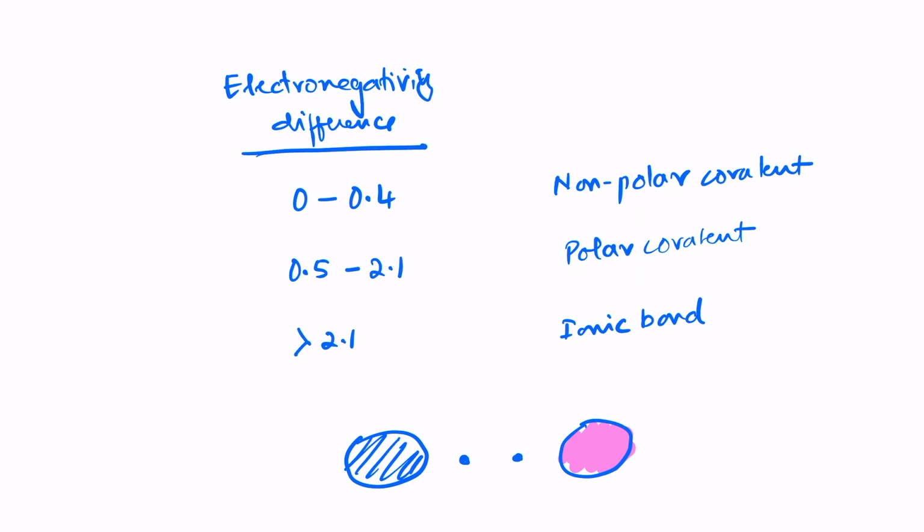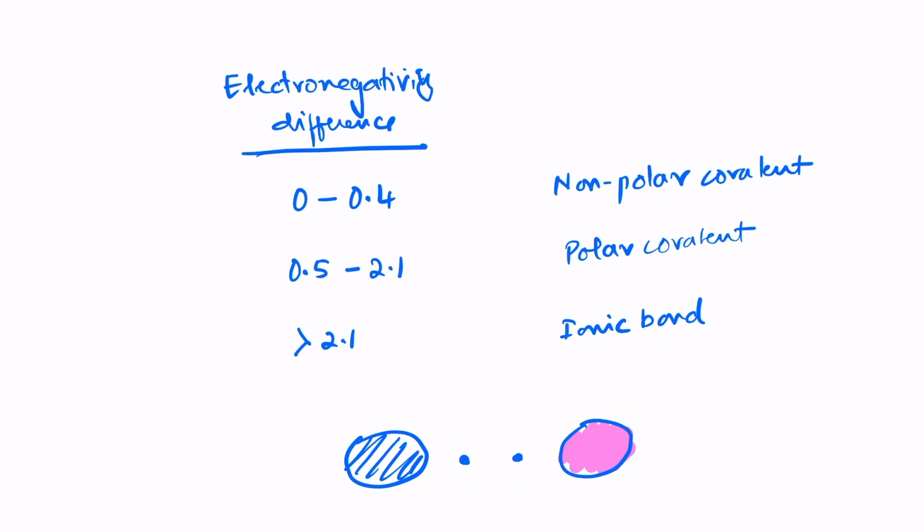Now anytime the electronegativity difference goes greater than 2.1, these electrons are going to get transferred to either this atom or this atom, depending upon which one is more electronegative. So let's assume the pink one is more electronegative, therefore these two will get transferred to this atom, and that will result in a positively charged ion here and a negatively charged ion here. And then the bond changes from a polar covalent to an ionic bond.